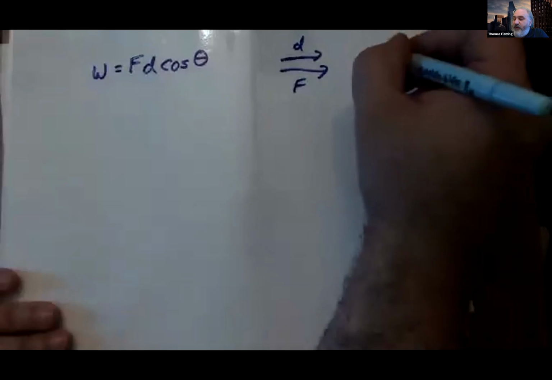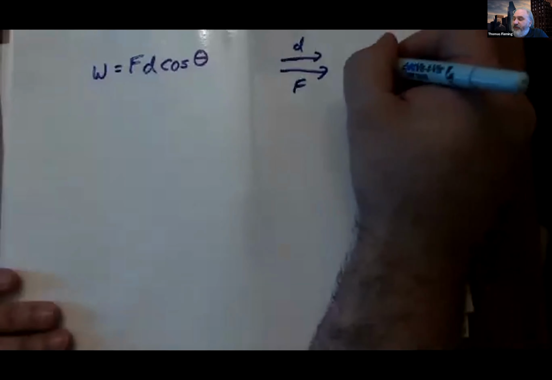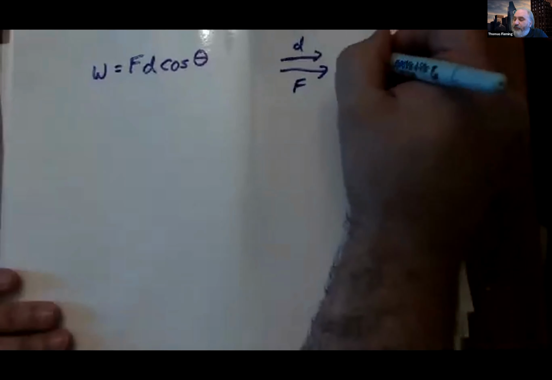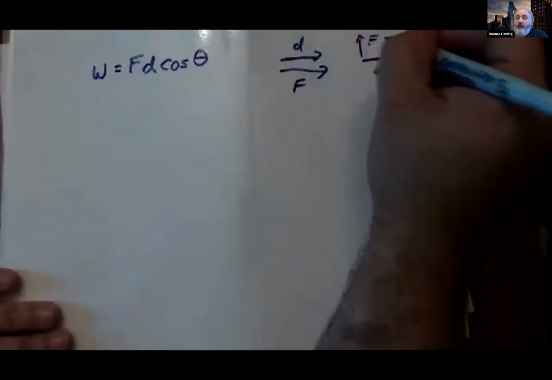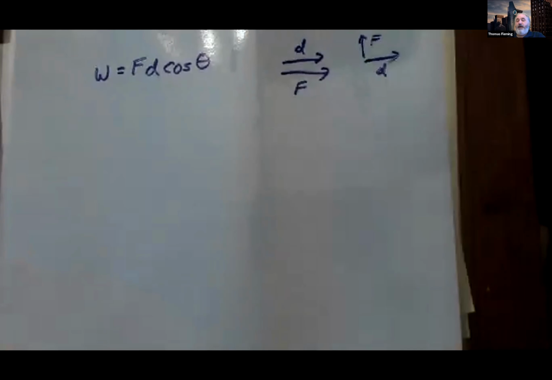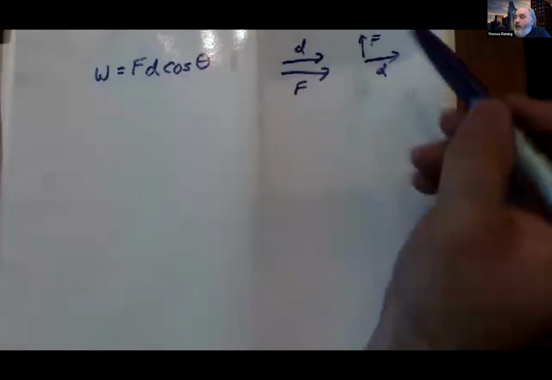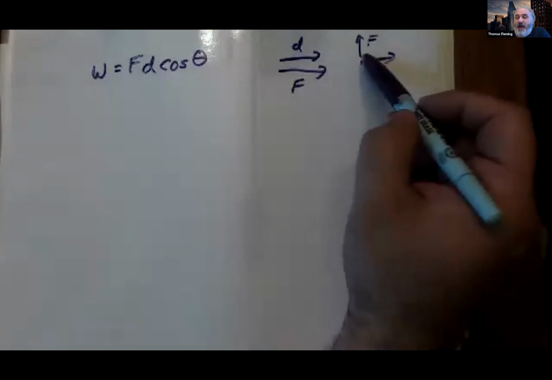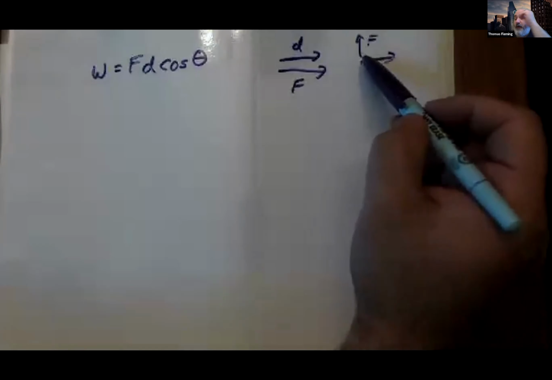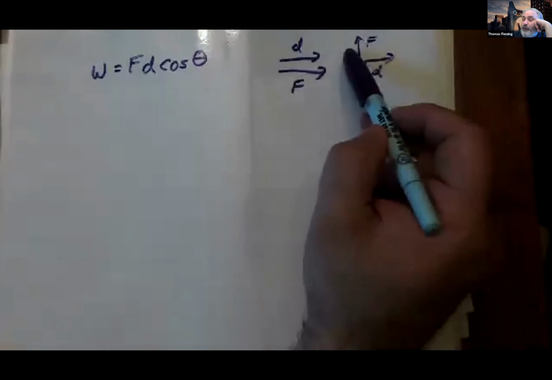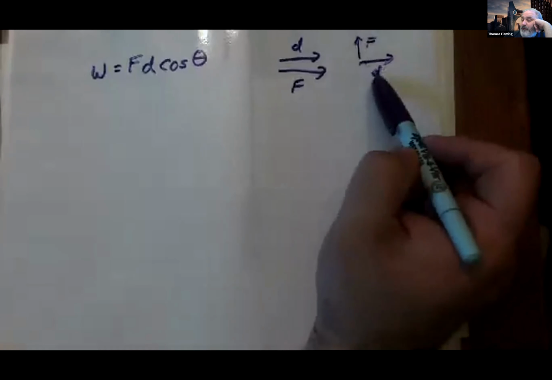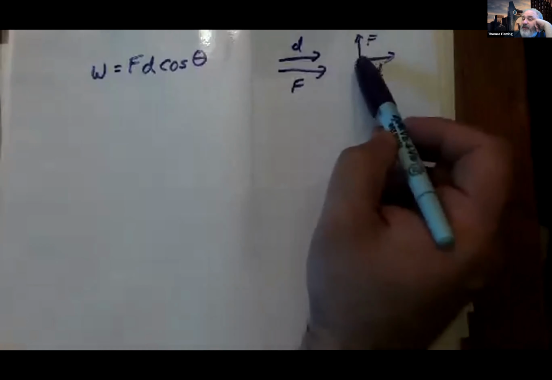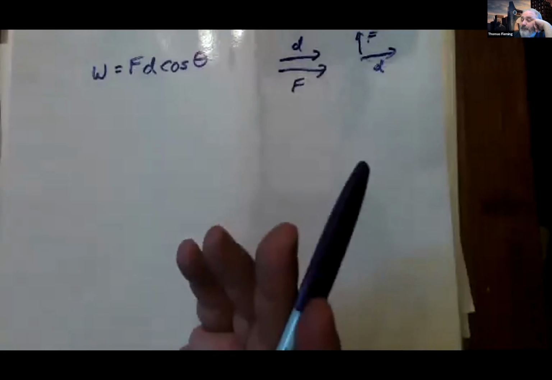But if I have a situation where maybe the distance is sideways, but the force is straight up, now I get a different behavior. Now the angle between F and D is 90. The cosine of 90 is 0. And so it doesn't matter how big that force is or how far you move it. If the two things are perpendicular, it doesn't do any work at all.